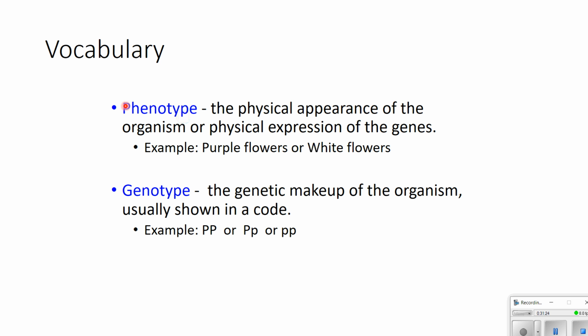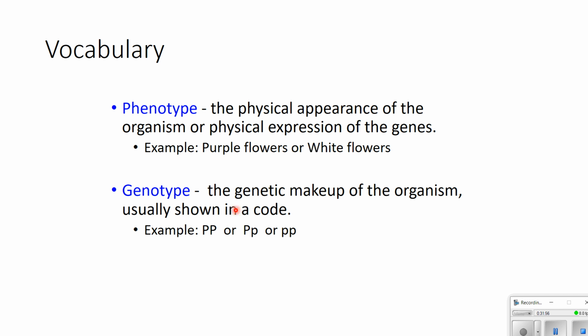So if I was to show you a pea plant, and you look at it and it's covered in purple blooms, obviously its phenotype is purple flowers. Phenotype is how it looks. Genotype means what type of genes did it inherit from its parents. In other words, genotype is the genetic makeup of an organism.